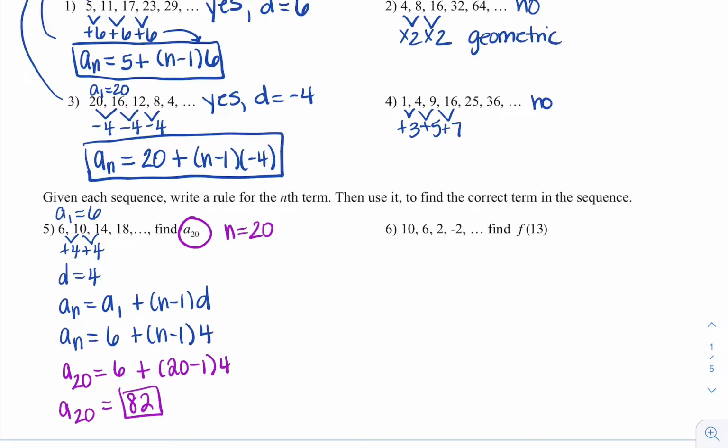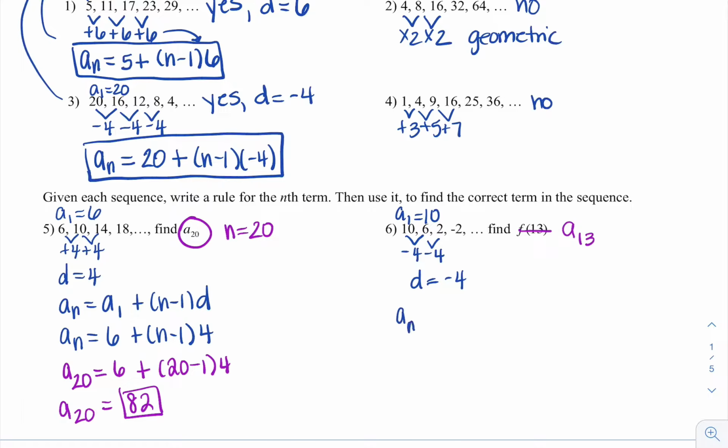You'll notice in the next example it says f of 13. You can still just think of that as a sub 13. So in this case, if you wanted to find the 13th term, you would still have to identify, okay, what kind of pattern is this? Is it arithmetic? Well, you'll notice this time I have a common difference of negative 4. Again, it's totally fine to have a common difference that's negative. What's your first term? Your first term is 10.